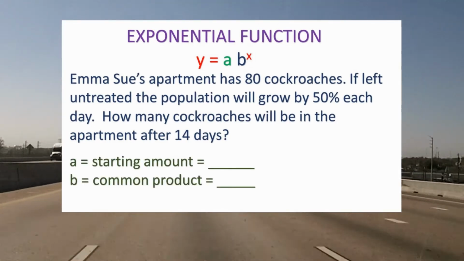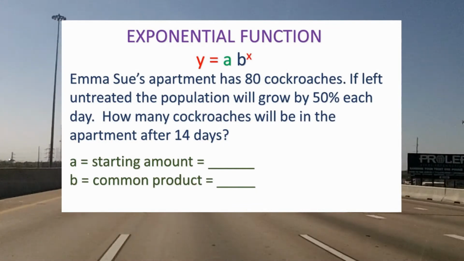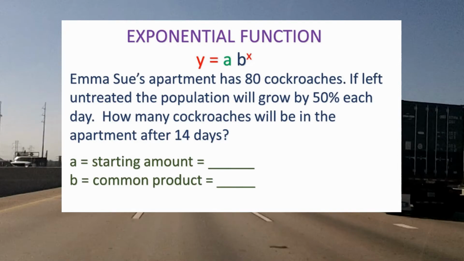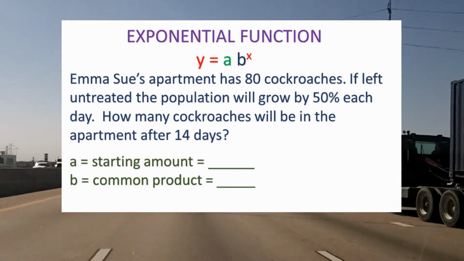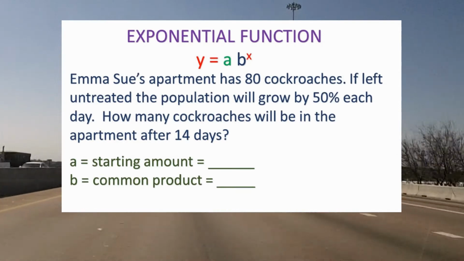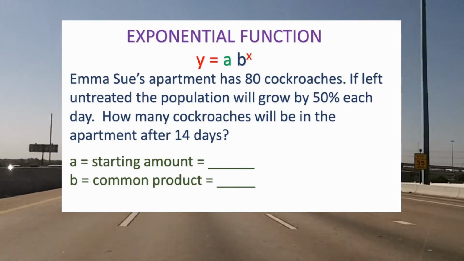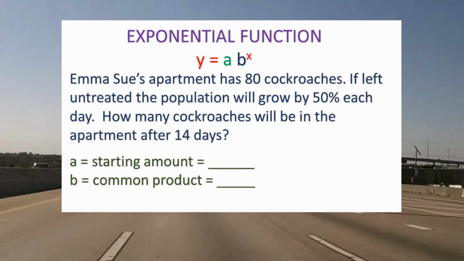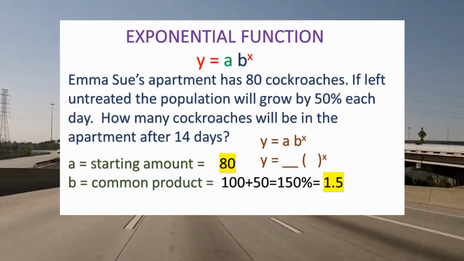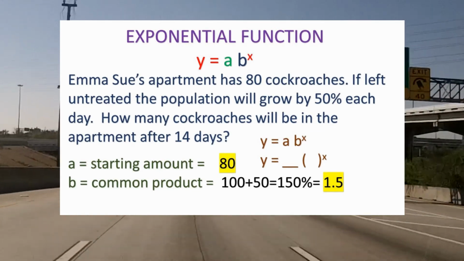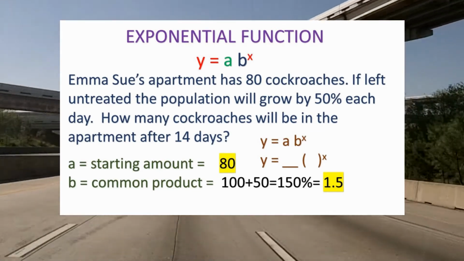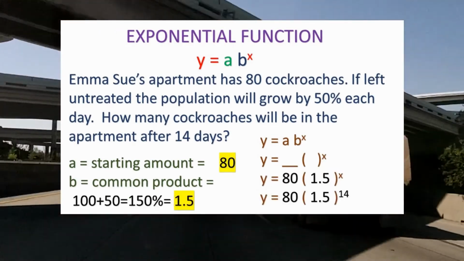Just like the other problems, we need to identify the starting amount and the common product. Our starting amount will be the 80 cockroaches. The common product will be the 50%. Since the population will grow, we will add 50% to 100, giving us 150%. If you convert the 150% to a decimal, you get 1.5. Inputting 80 and 1.5 into our exponential function, we'll get y equals 80 times 1.5 to the x power.